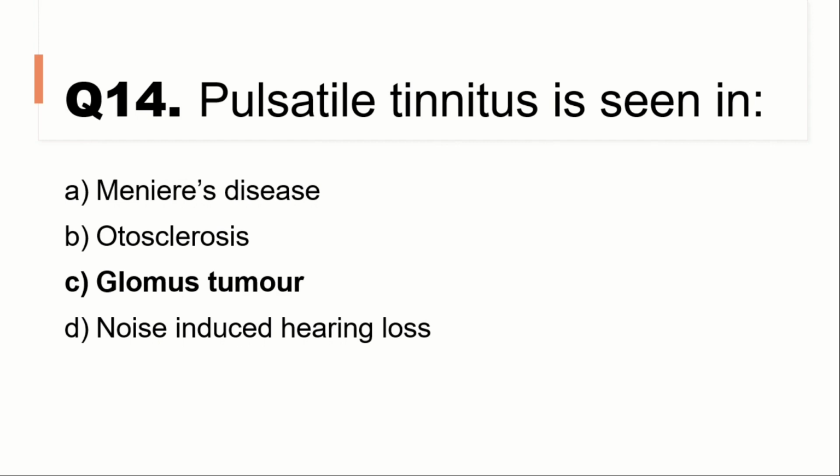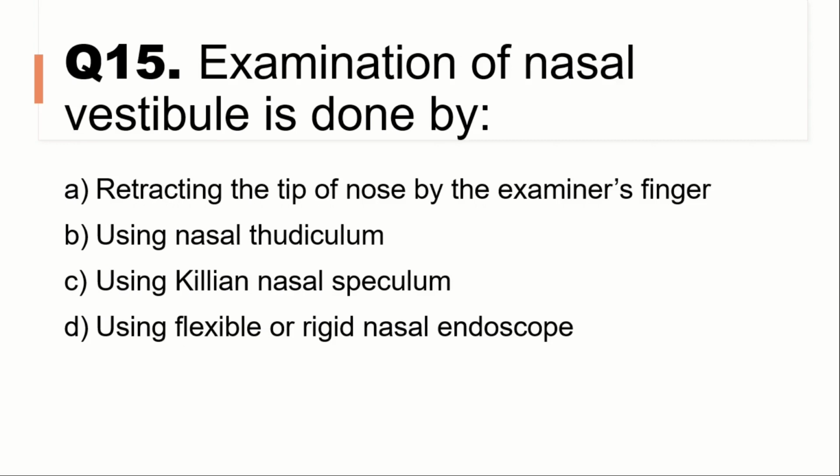Glomus tumor. Glomus tumor is the most common benign neoplasm of the middle ear. The tumor consists of paraganglionic cells derived from the neural crest. In glomus tumor, tinnitus is pulsatile and of swishing character, synchronous with pulse, and can be temporarily stopped by the carotid pressure.